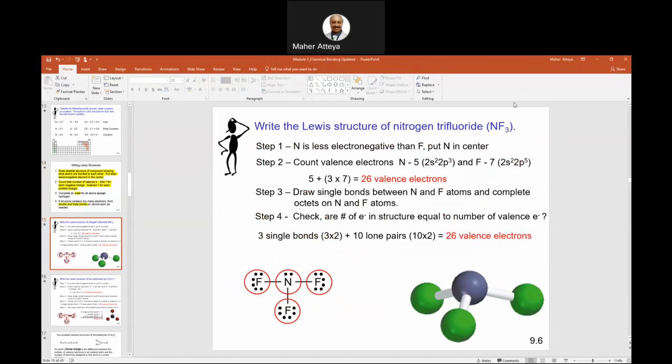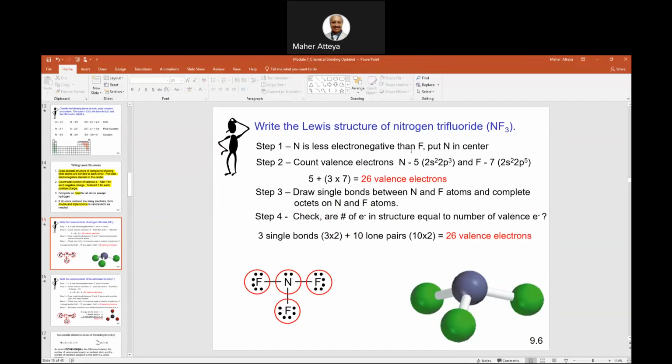NF3. NF3 is nitrogen trifluoride. Nitrogen trifluoride. I want to see if it's polar or non-polar. Nitrogen has three bonds and 1 lone pair, so it is polar. I'll show you later in this chapter how to determine polar or non-polar from the Lewis structure.